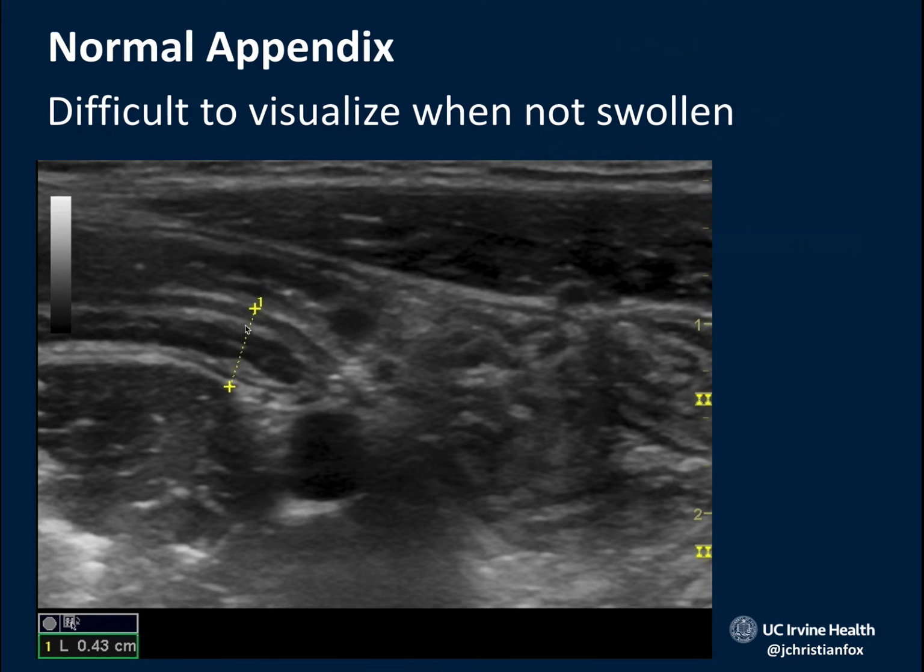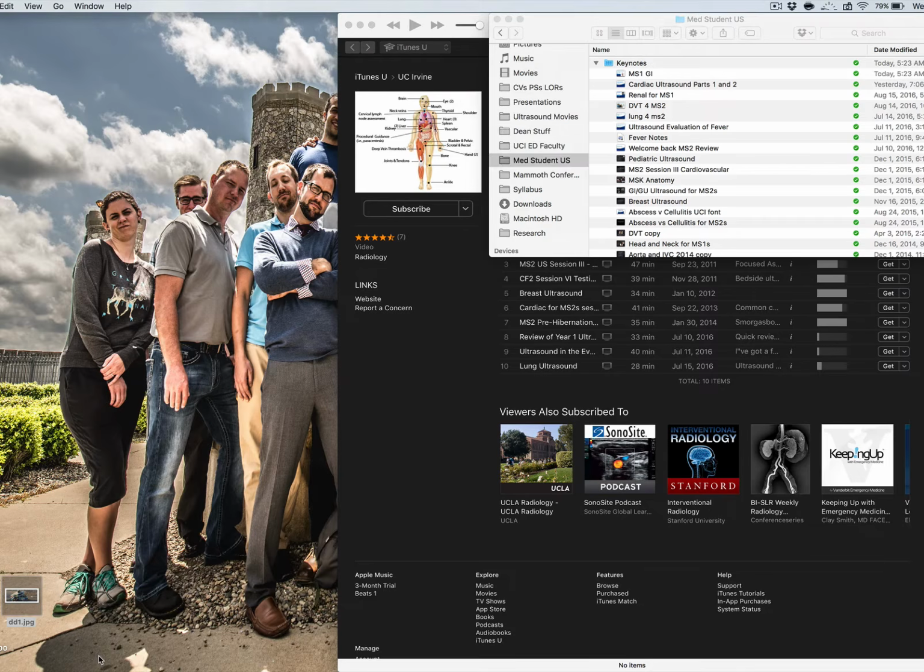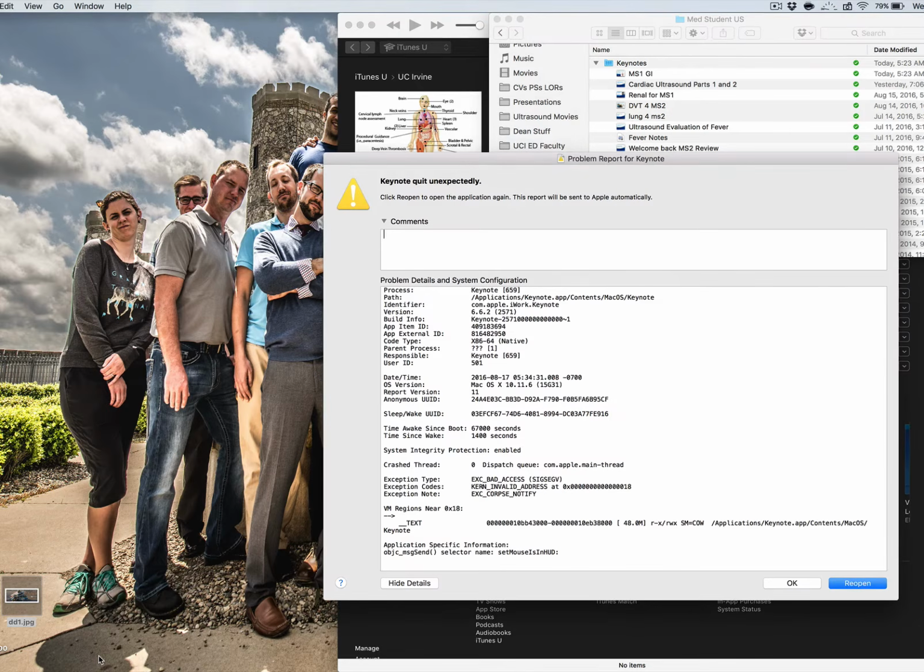Now, a normal-looking appendix is defined as a compressible loop, so it doesn't maintain its round shape. It goes ovoid on you, so to speak. An abnormal appendix will maintain a round, non-ovoid shape when you apply compression to it. So therefore, a fluid-filled or swollen appendix, appendicitis, does not compress. But a normal appendix does compress down, and it should be less than 6 millimeters.